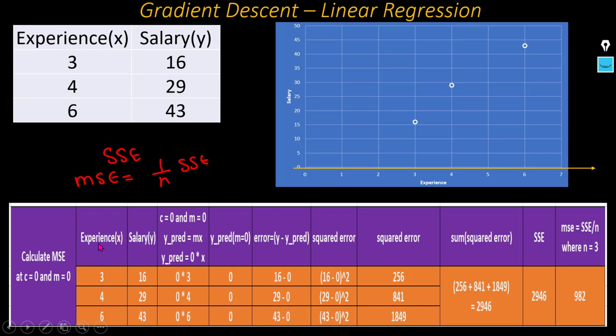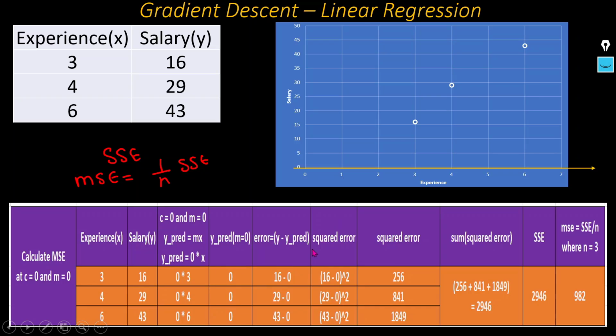First, this is your experience, this is your salary. As you know, we have used c is equal to 0. Then we will iterate over different m values, and then we will calculate the MSE and SSE. With c equal to 0, we take m is equal to 0. Then our equation gives y pred equal to 0. So we get y pred equal to 0, which means y will be this, and y pred is 0.